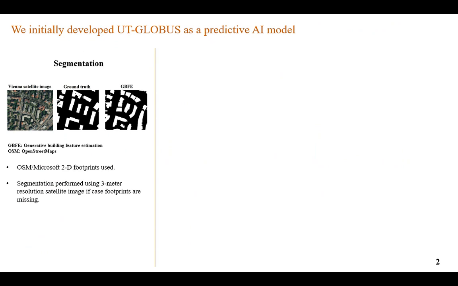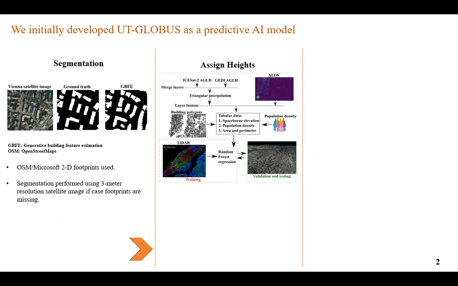Don't go on this. This is actually a Google Earth image, which is a much higher resolution. But then we use a segmentation algorithm to calculate the building footprints. The one in the middle is the ground truth in Vienna, Austria, and then we have our model, and this is how our model predicts the building footprints. The next step is to assign heights.